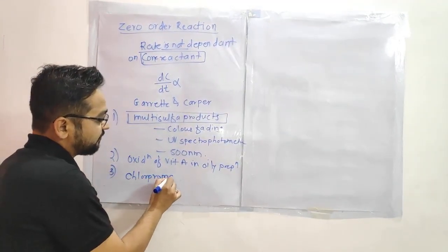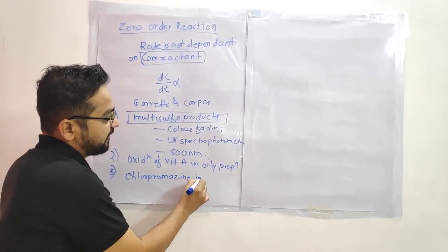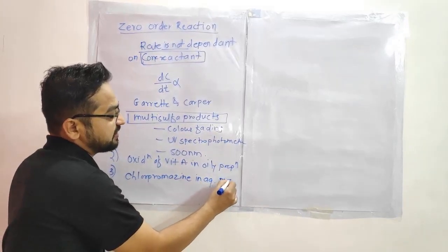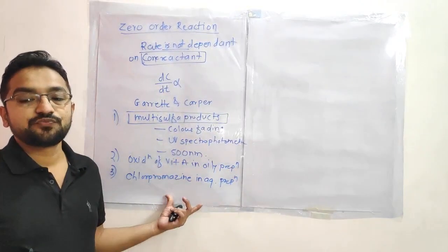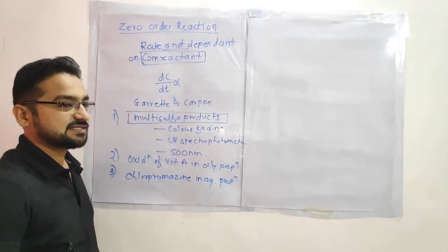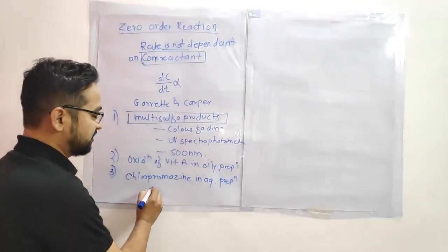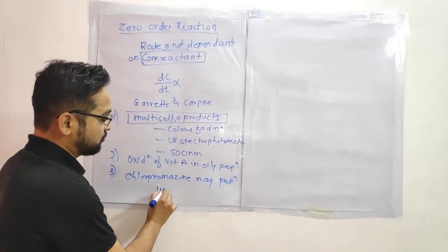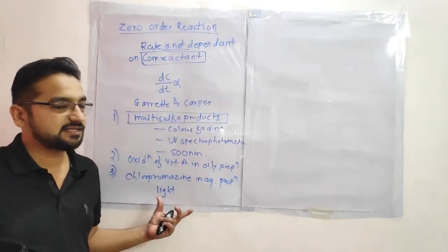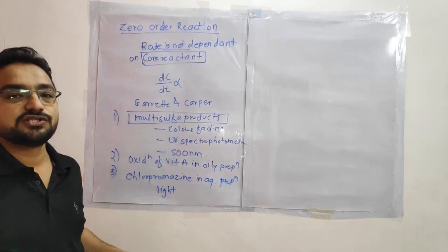Chlorpromazine in aqueous preparation. Aqueous preparation means a water preparation. Photochemical degradation means it is again degraded by light, so photo degradation. These are the three basic examples of zero order kinetics.